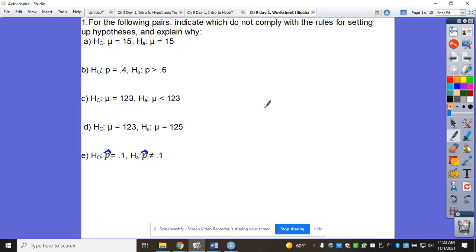Okay, so the easy ones. For number one, what's wrong with A? What's wrong with A for number one? It can't be equals. Can't be equals is fine. What are our options?